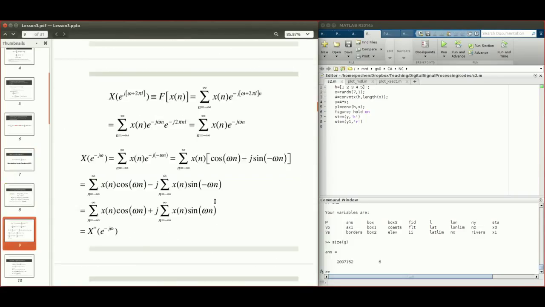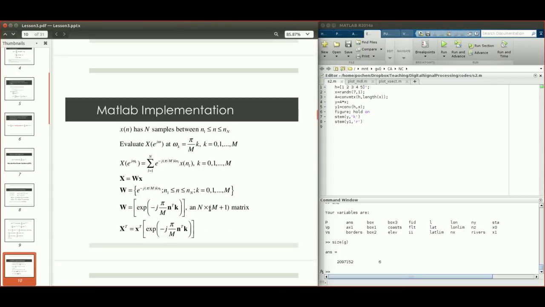So what's actually omega k? Omega k is pi divided by big M times k. And then n is n_L. So that's going to be the complex exponential that we have to write.